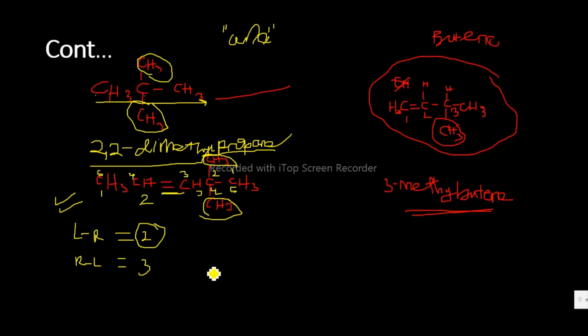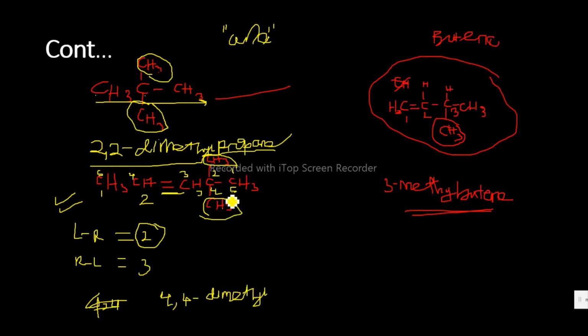So after identifying the groups, the next thing is writing the name. And for you, you made a mistake. You just wrote 4 and then you put di. No, you write 4, you put a comma, you write another 4. So 4, comma, 4. And then you put a hyphen and then you write dimethyl. Why dimethyl? This one and this one.